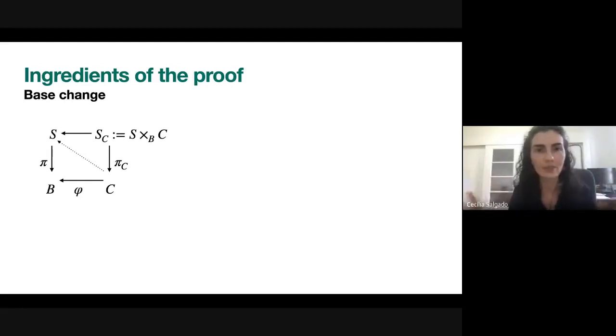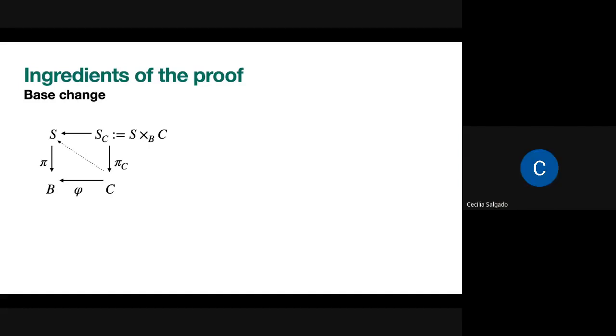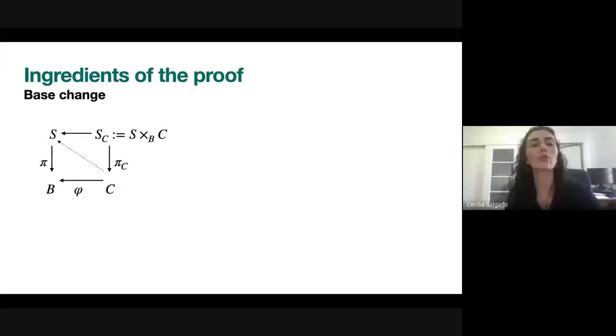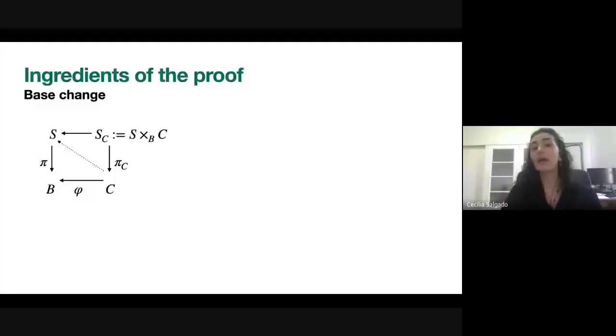I didn't come up with base changing, right? But this is what I used to make the rank jump in an infinite set. So I start with my surface, and I find some curve C that lies inside of my surface. And I restrict the map pi to C to get the map phi. So the map phi is C to B, pi restricted to C. And I base change. I take the fiber product of S and C over B in this diagram, and I get an elliptic fibration on the fiber product for free.